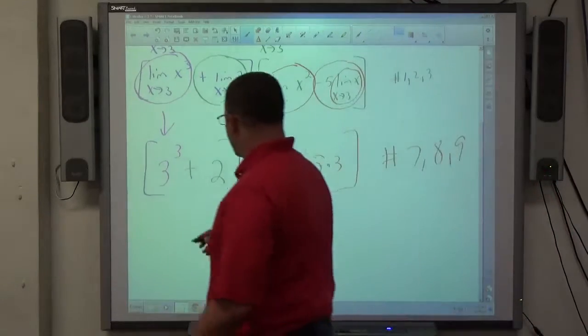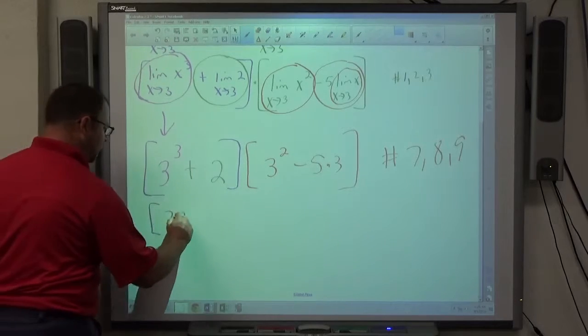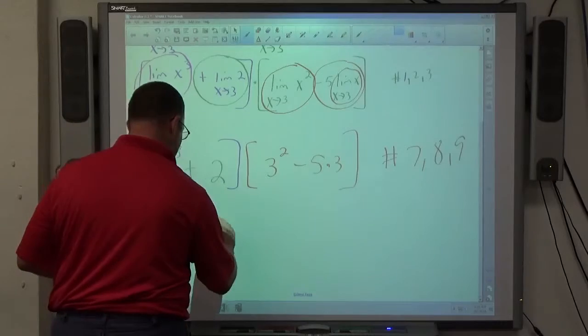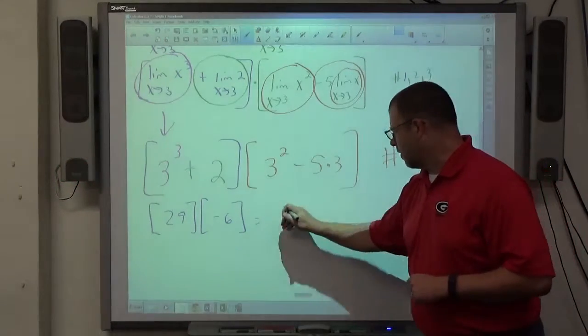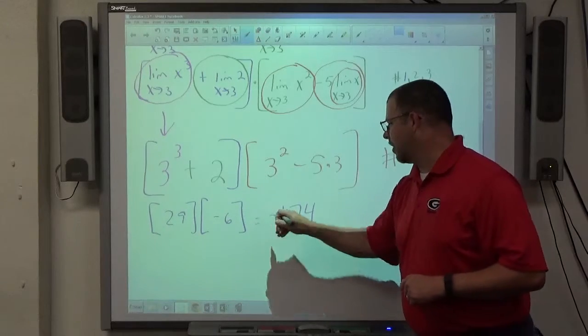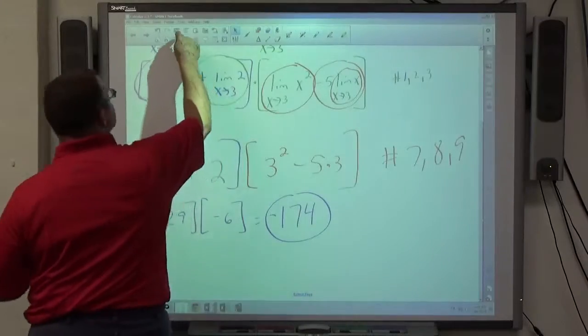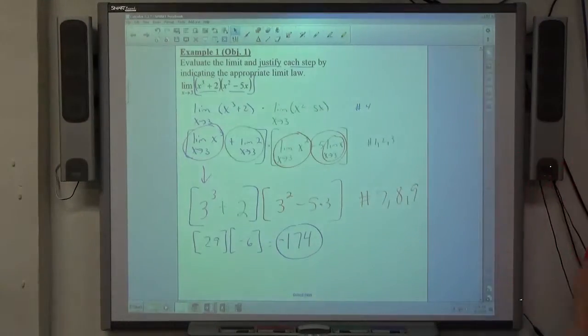There we go, all of a sudden. So this is going to be 27 plus 2 is 29. That's going to be 9 minus 15 is negative 6. And 29 times 6 is 174, I hope. And since they're opposite signs, you get a negative. Reminds me of identities. It's just justifying steps. I mean, we justified steps in identities, so that part is the same. They're just different rules that we're using here.